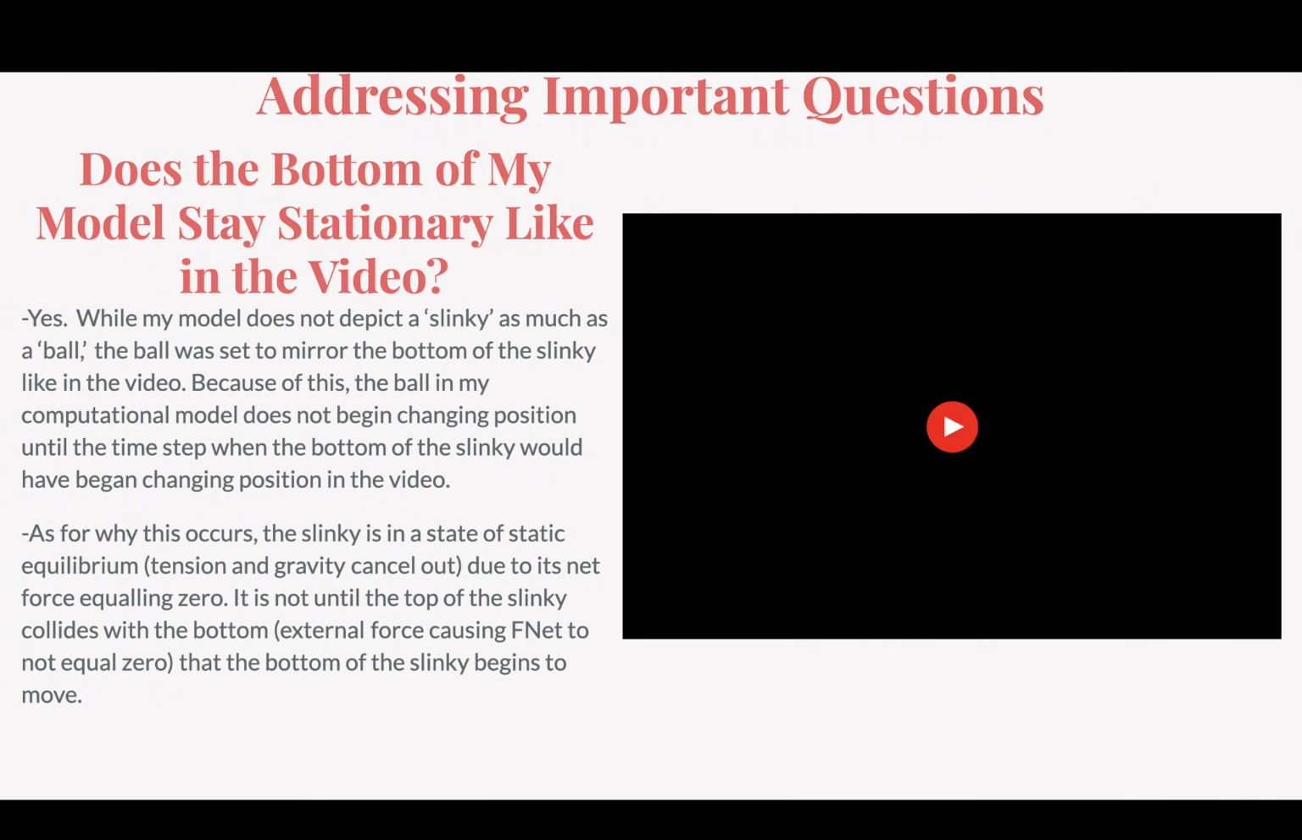Until this occurs, the slinky is in a state of static equilibrium where tension and gravity cancel each other out due to its net force equaling 0. It is not until the top of the slinky collides with the bottom, which is an external force causing the net force to not equal 0, that the bottom of the slinky begins to move.